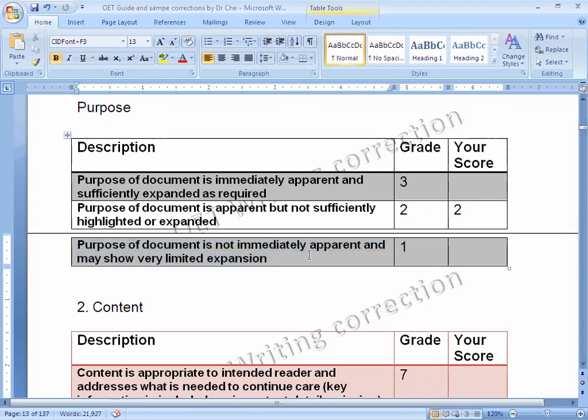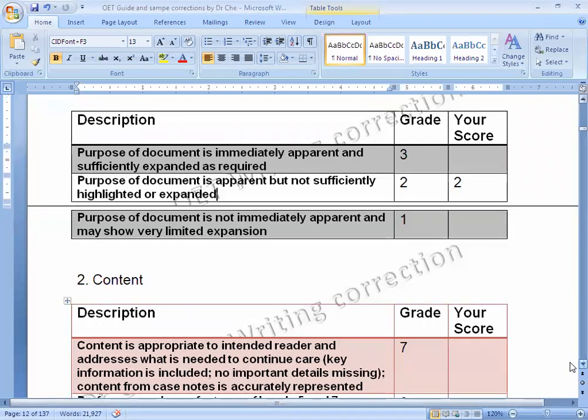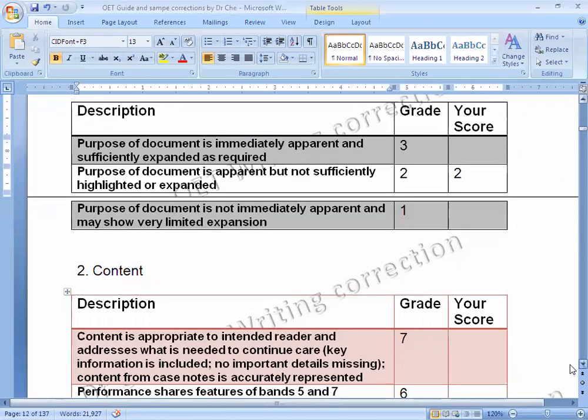It should be concise. It should be to the point. It should be immediately apparent to the reader. It should be sufficiently expanded. It should not be too long. It should be concise. Ms. Kate, should it be concise or too long? Concise. Excellent. What does concise mean? To the point, not explaining a lot of things.